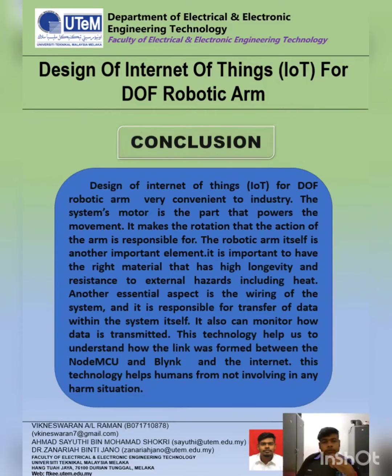So, the conclusion of the project. The design of Internet of Things (IoT) for a 6 DOF robotic arm is very convenient to the industry. The system's motor is the part that powers the movement. It makes the rotation that the robotic arm action is responsible for. The robotic arm itself is another important element. It is important to have the right material that has high longevity and is resistant to external hazards, including heat.